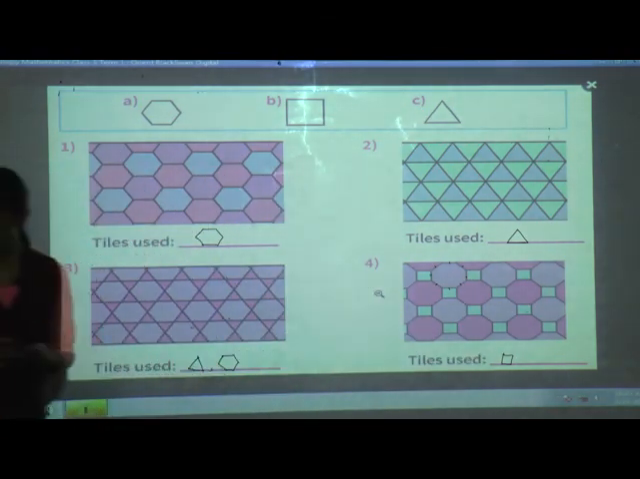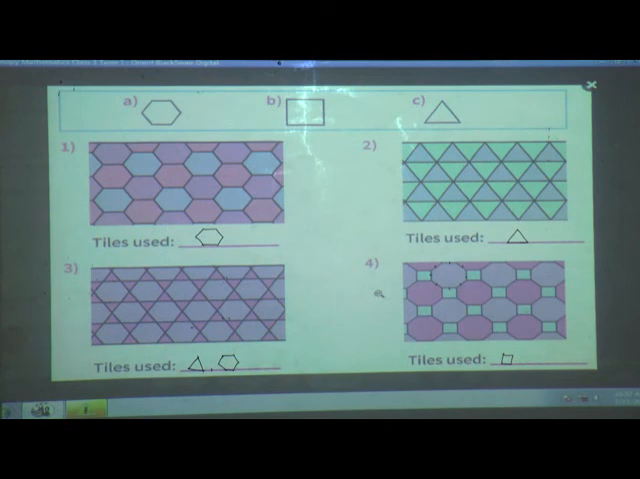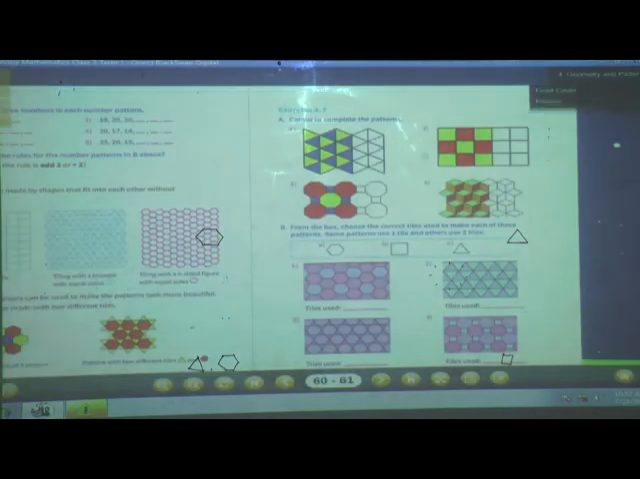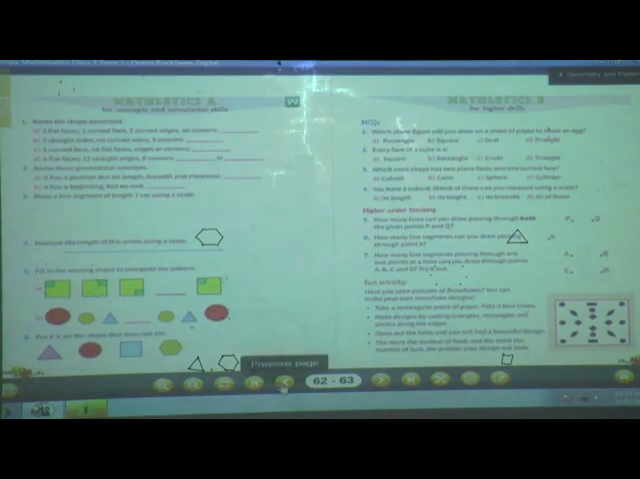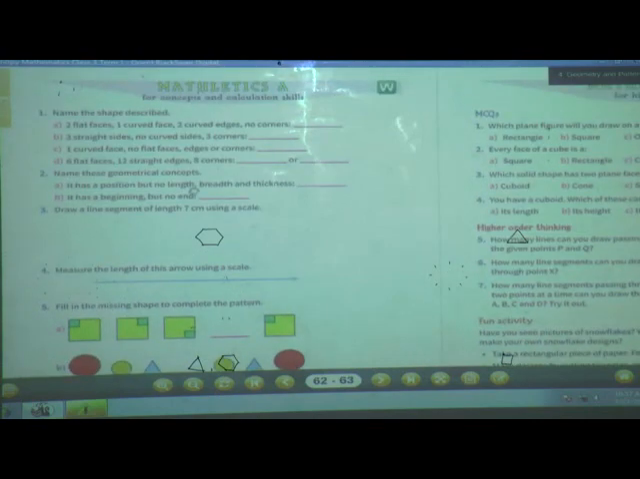So in this way we have completed our exercise 4.7. Now students, turn the page. Next page. Here we will now solve Mathematics 8. Can you see this?